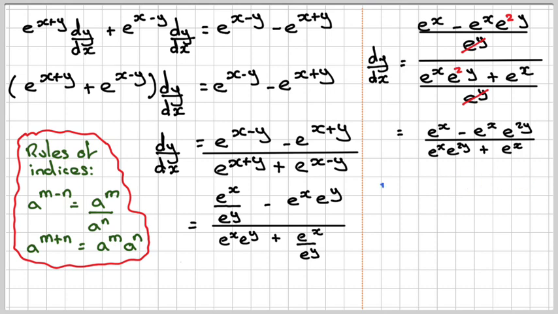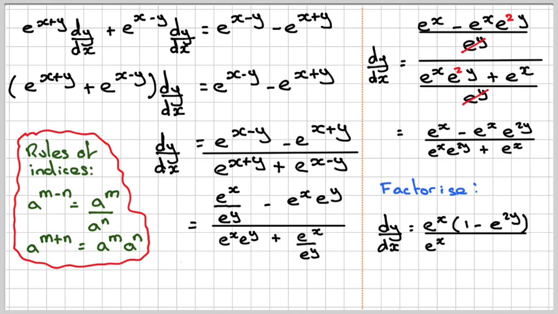Now, we can factorize e to the x out of the numerator and the denominator. So we're going to have dy by dx is going to be equal to e to the x. When you take e to the x out here, you're going to get 1 minus e to the 2y. And here you're going to get a similar sort of thing. e to the x will come out. You're going to get e to the 2y plus 1. e to the x divided by e to the x will cancel out. And you'll be left with the final answer of 1 minus e to the 2y over e to the 2y plus 1. Okay, so this has been a video to show you how to do implicit differentiation with exponentials.